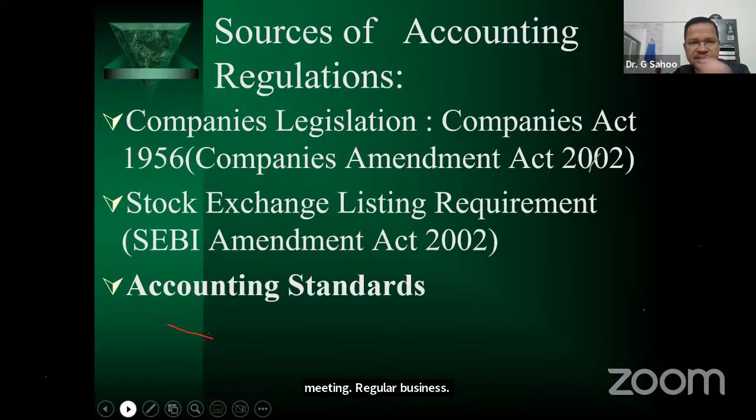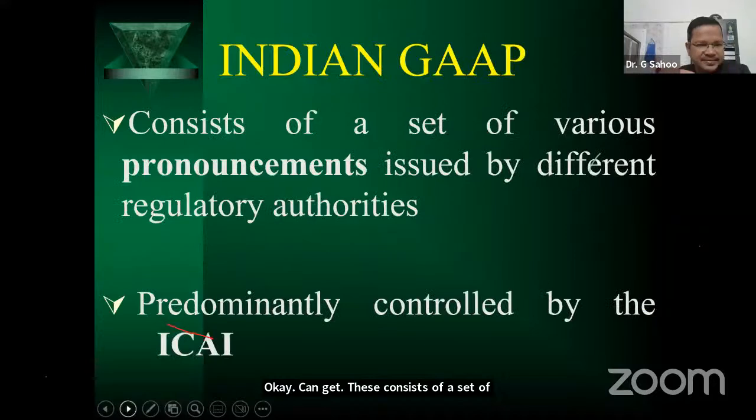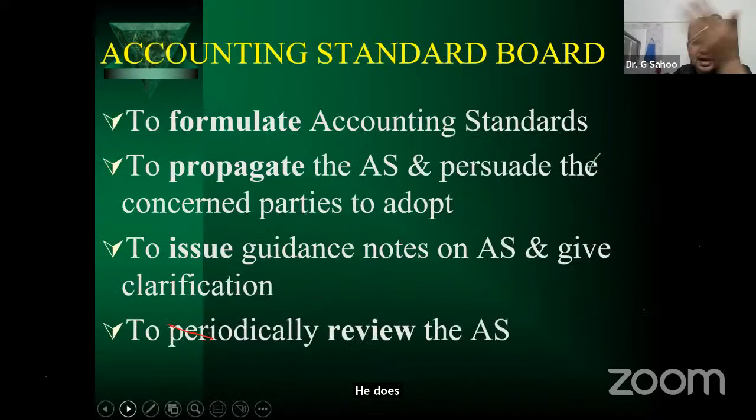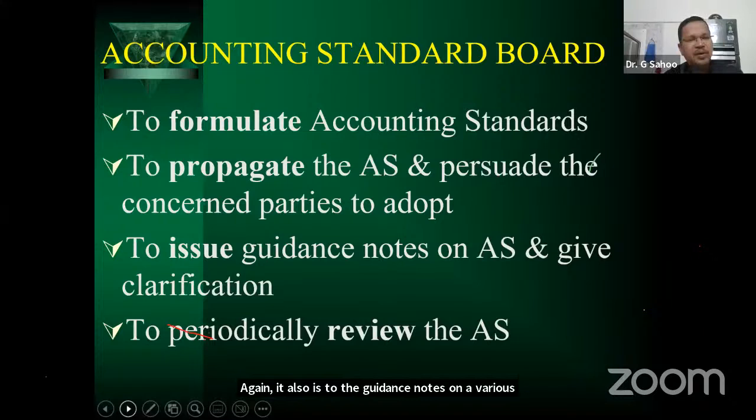Okay, so this Indian GAAP consists of a set of various pronouncements issued by various regulatory authorities. Predominantly, these Indian GAAPs are controlled by the Institute of Chartered Accountants of India. By taking this Indian GAAP into consideration, the Accounting Standards Board in India prepares the accounting standards. It has to formulate accounting standards, propagate them, and persuade the concerned parties to adopt and implement them. It also issues guidance notes on various accounting standards and provides detailed clarification about them. And periodically, accounting standards are reviewed by the ASB for amendment, what we can say, corrections, modification, etc.